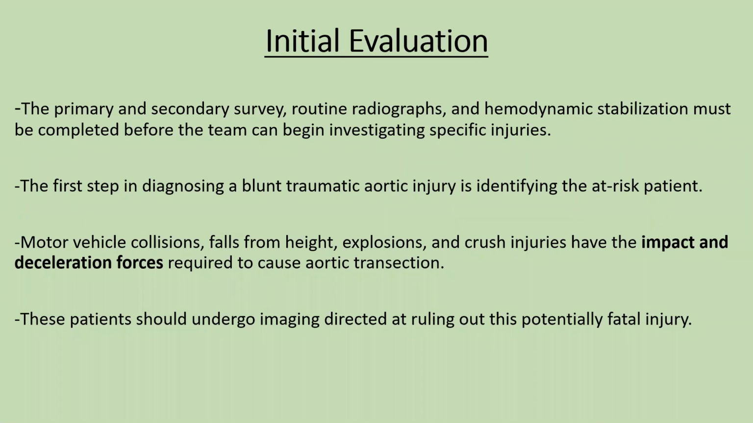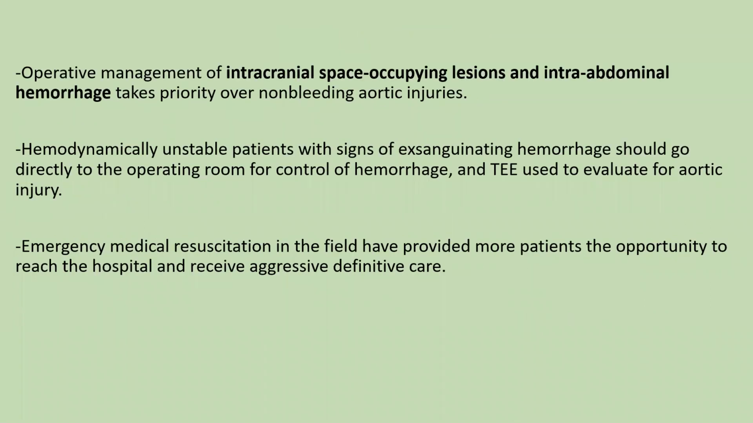The first step in diagnosing a blunt traumatic aortic injury is identifying the at-risk patient. Motor vehicle collisions, fall from height, explosions, and crush injuries have the impact and deceleration forces required to cause aortic transection. These patients should undergo imaging directed at ruling out this potentially fatal injury. The operative management of intracranial space-occupying lesions and intra-abdominal hemorrhage takes priority over non-bleeding aortic injuries.